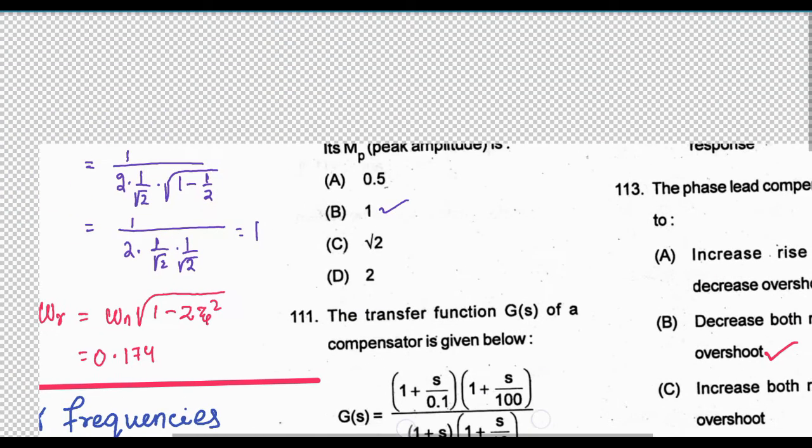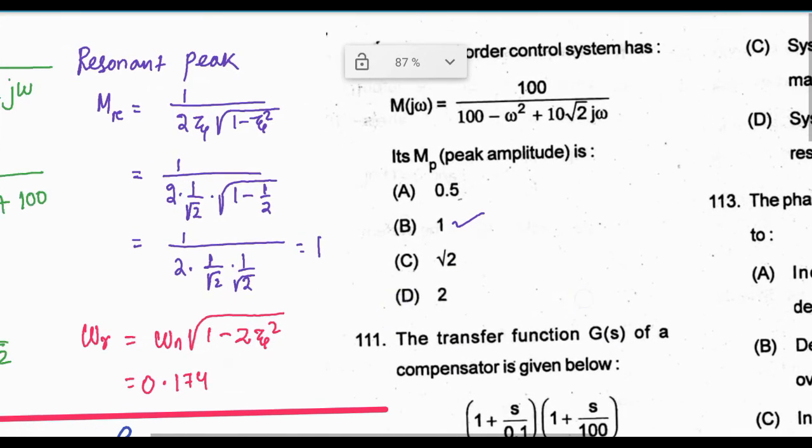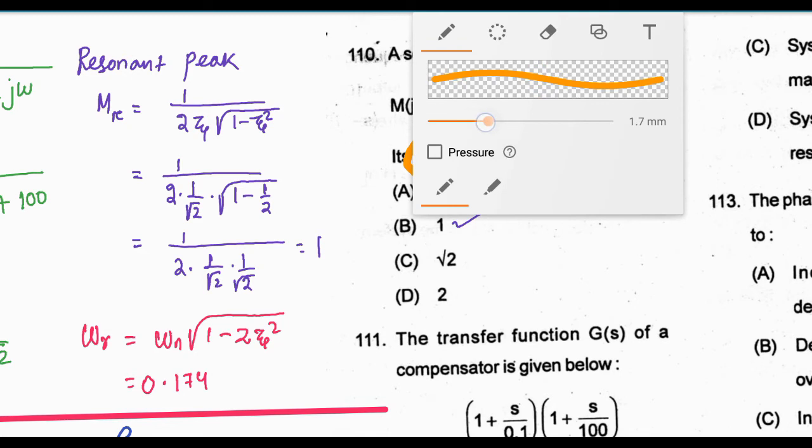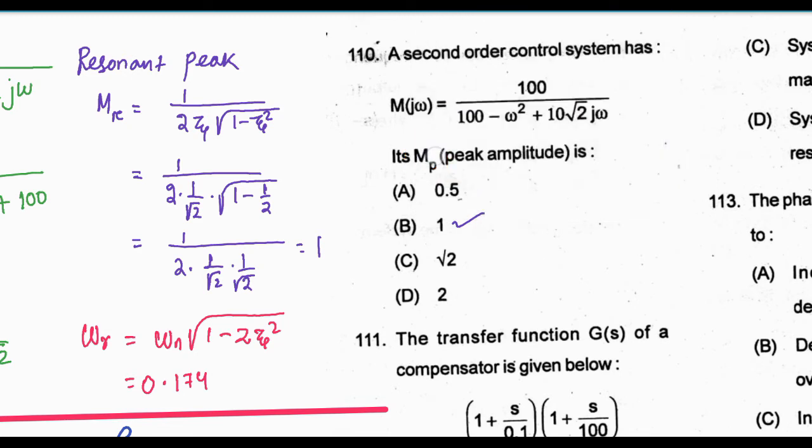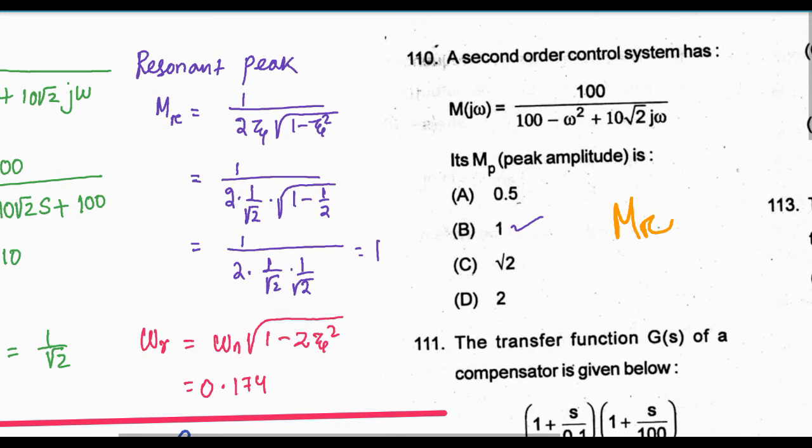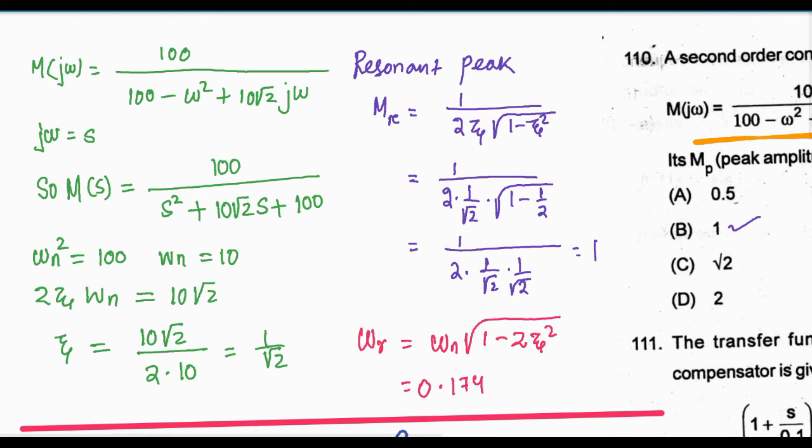Next question, question number 110. A second order control system has M(j omega) equal to 100 by (100 minus omega square plus 10 root 2 j omega). So its Mp, peak amplitude, is. What is being asked here: Mp is the resonant peak, not the peak overshoot. Here it should be written as Mr, that is the resonant peak, because this is in the frequency term, omega term. So first we have to find out.